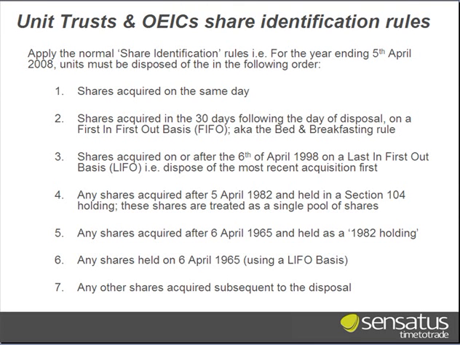The key thing here is that up until the 5th of April 2008 you have to apply these rules in the listed order to calculate gains and disposals. However, as of the 6th of April 2008 the rules have changed, but we'll cover them next year. But these rules should still be applied for the tax return due on the 31st of January 2009.